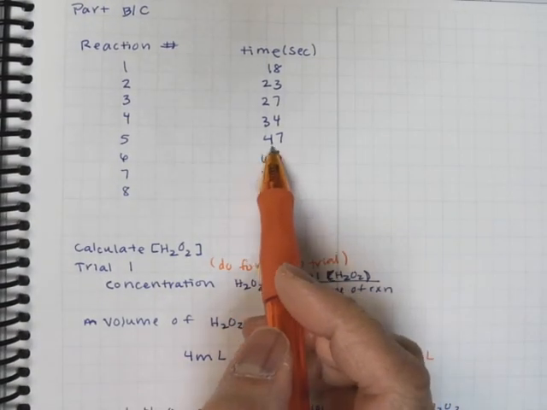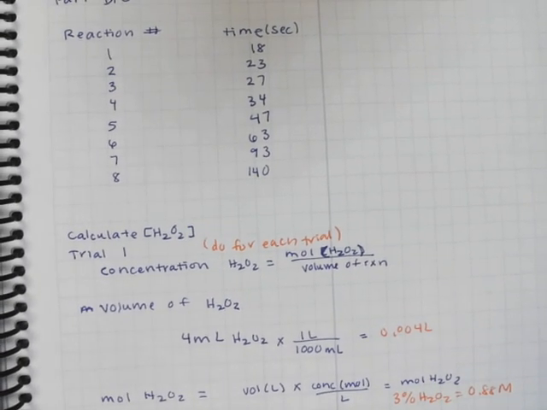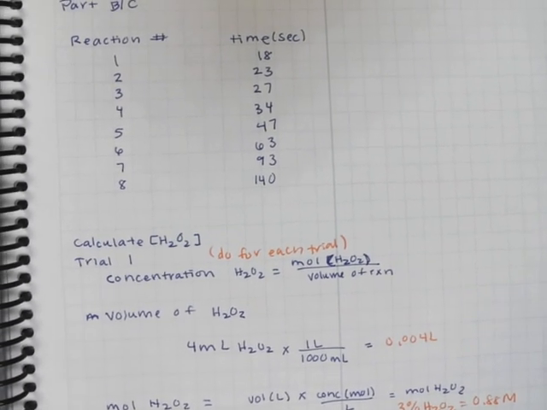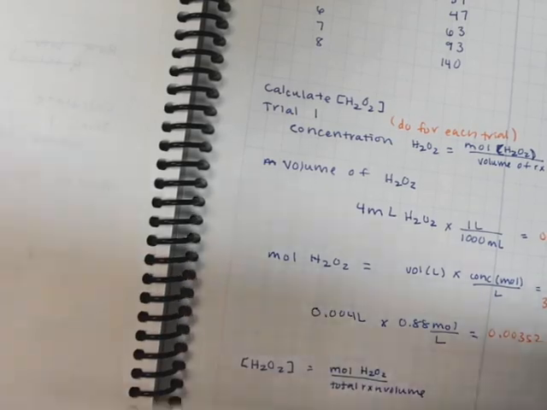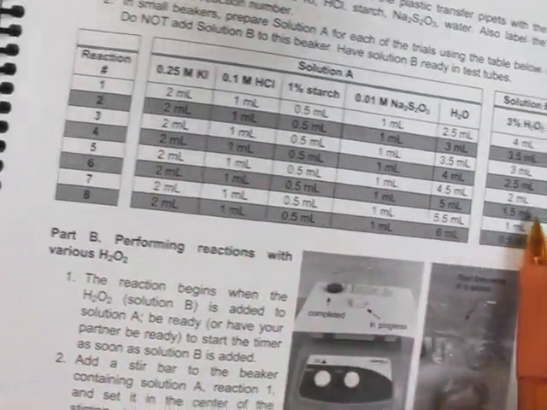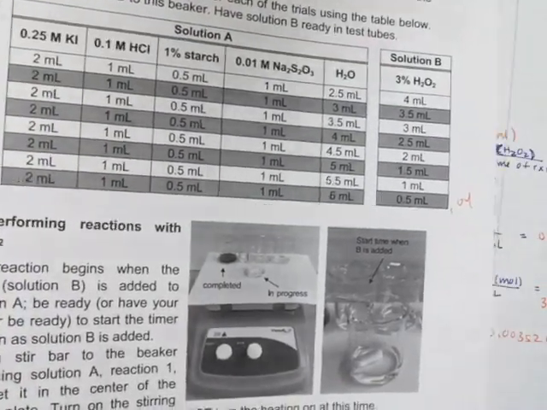All right, and if we look back at our data, around 50 seconds was between trial 5 and 6, which was around 2 mils. So 5 and 6 was around 2 mils of H2O2. Okay, so if you have any questions, just let me know.